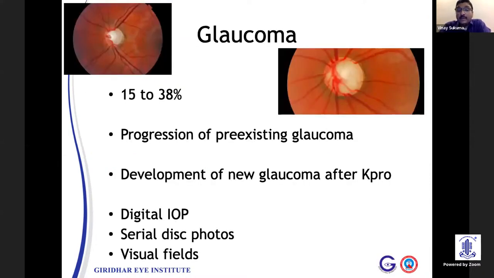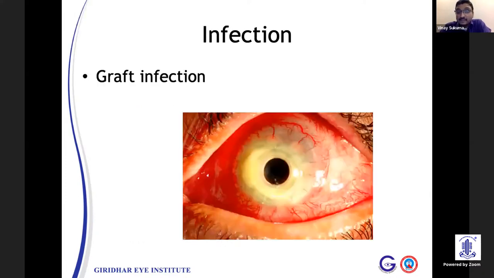Glaucoma, again, can be pre-existing, which can result in progression after keratoprosthesis, or can be a new glaucoma that develops after the implantation of the K-Pro. De novo glaucoma post-keratoprosthesis is practically not seen in osteokeratoprosthesis, but is not very rare after Boston types. Infection, again, is a real problem in Boston type keratoprosthesis, especially in our environment.